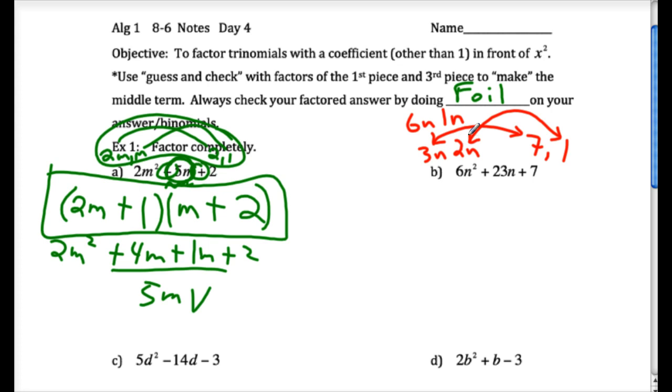And what do 21 and 2 add up to? 23. We found it. Okay. Let's see if you can write the answer. Quinlan, what do you think?